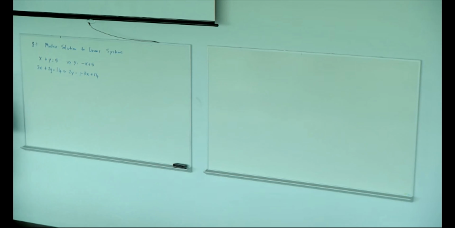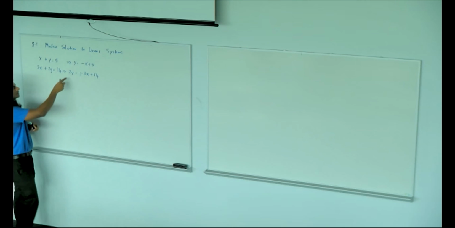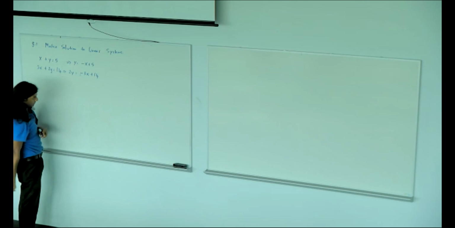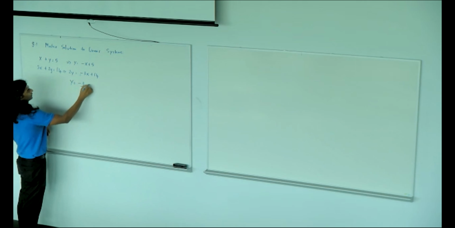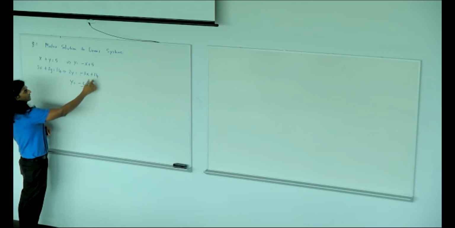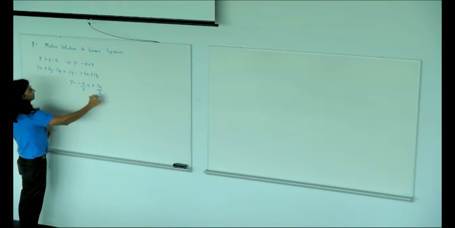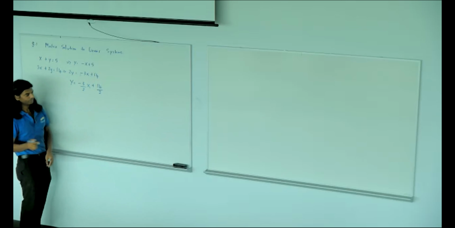you will get y equals -x plus 5, and the second equation, 2y equals -3x plus 14. Divide by 2 on both sides. y is -3/2 x plus 14 divided by 2. Well, that is 7.